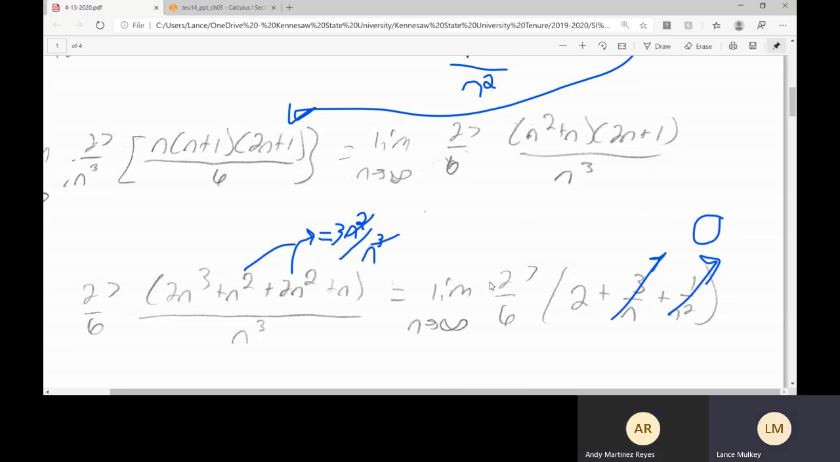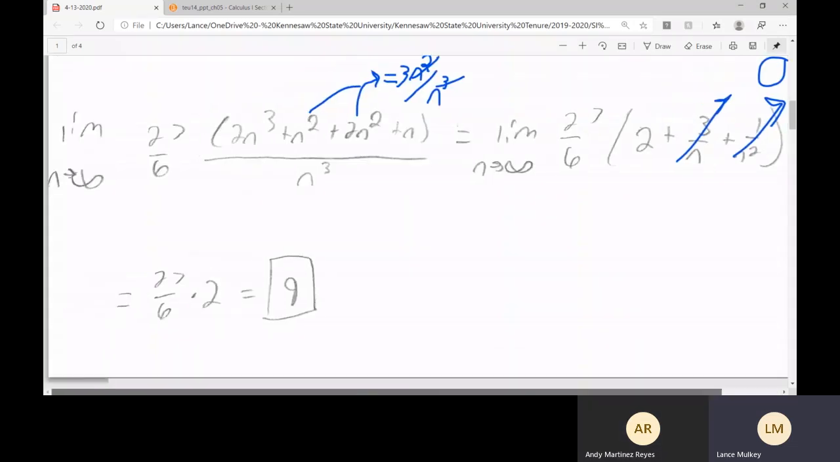And so you end up with 27 over 6 times 2, because these approach 0. So when you multiply those together, this turns into 3, and 27 divided by 3 equals 9.